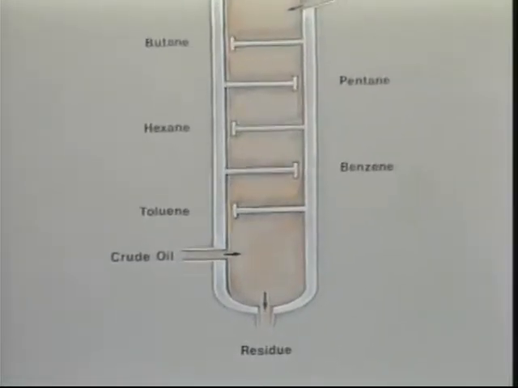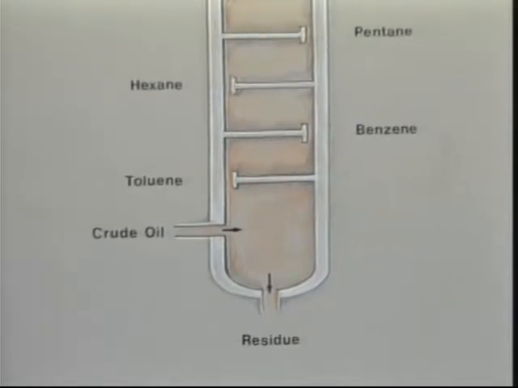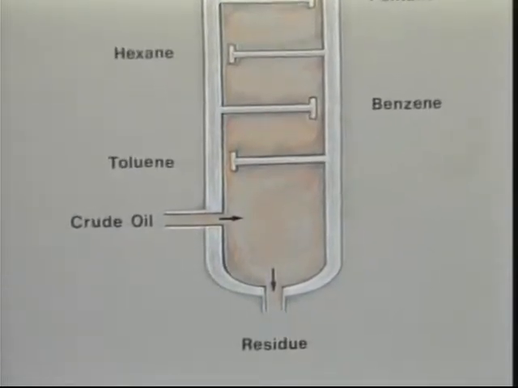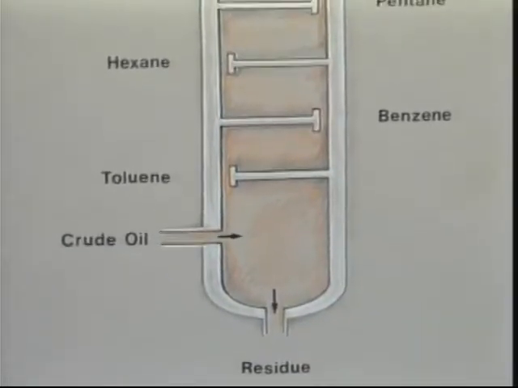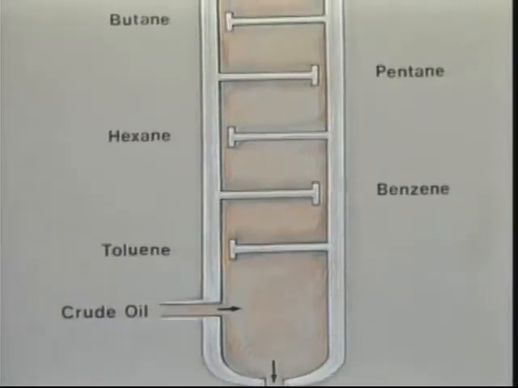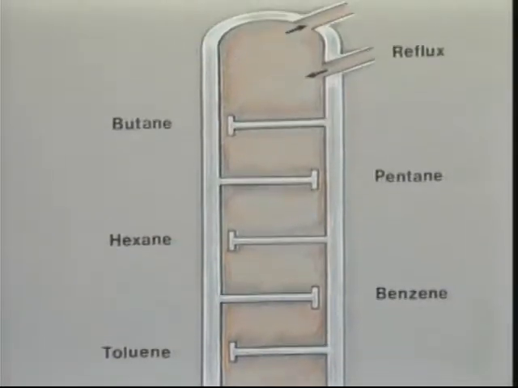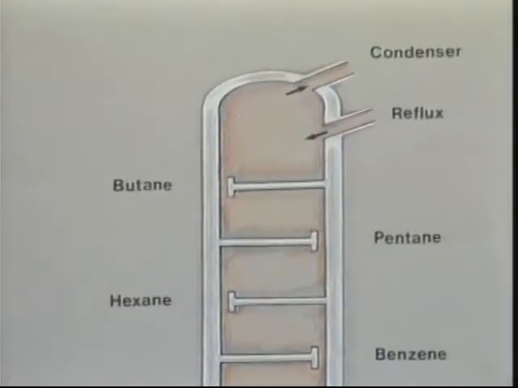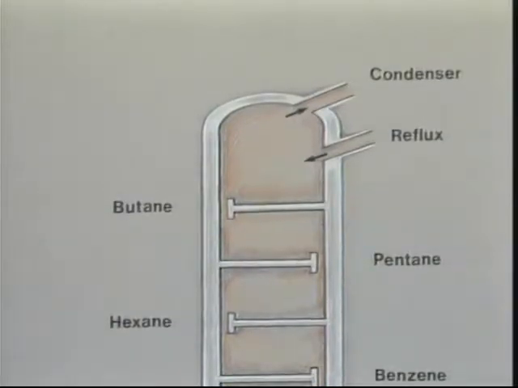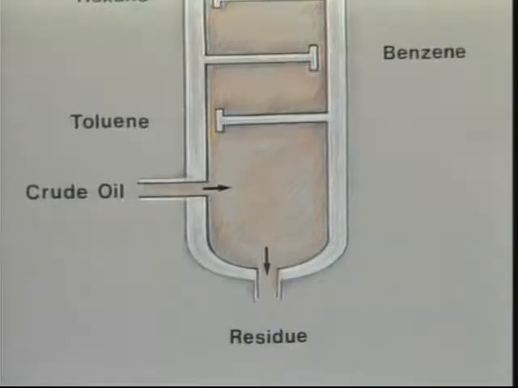Once the crude oil is in the column, its components separate based on their boiling points. The butanes, pentanes, and hexanes have lower boiling points, so they move up the column where they can be removed by condensation near the top of the column. As these substances separate, they leave other components such as toluene and benzene. These components have higher boiling points and are less volatile, so they remain near the base of the column. From there, they are removed as liquids.